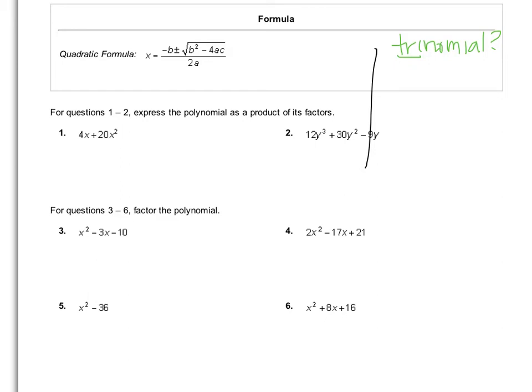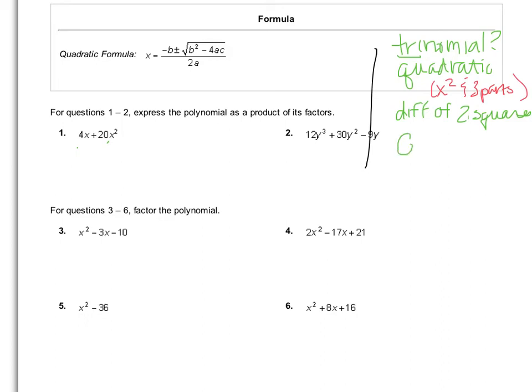Okay. Second of all, we want to check to see if it's a quadratic. Quadratic means it's got to have x squared and be 3 terms. I'm going to write that in parentheses below it, x squared and 3 parts. Okay, it doesn't have that. Third thing we want to look for is the difference of perfect squares. Let's see if it's the difference of 2 squares. That would mean that 4 and 20 were both perfect squares, and that is not the case. 20 is not. So if it doesn't fit any of those, then the fourth option is to just do greatest common factor. And that's what we're going to have to do on this one.